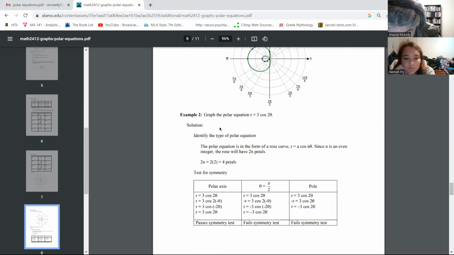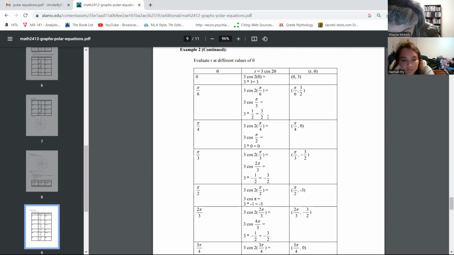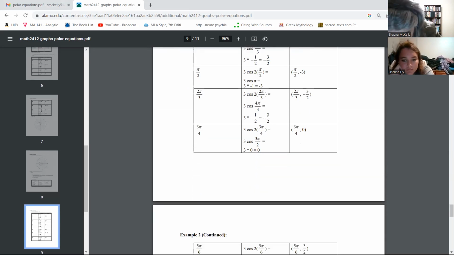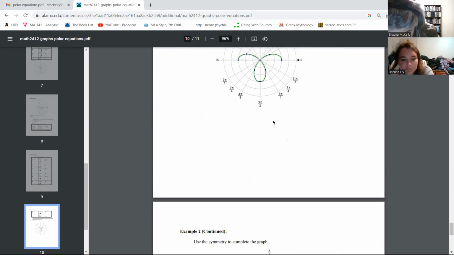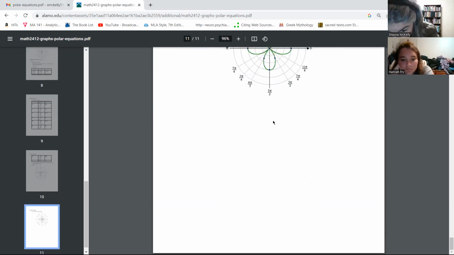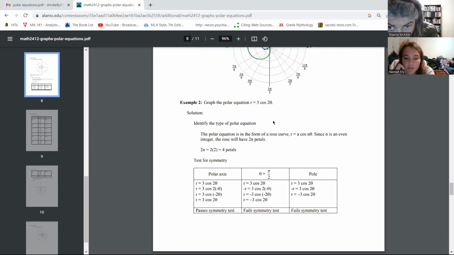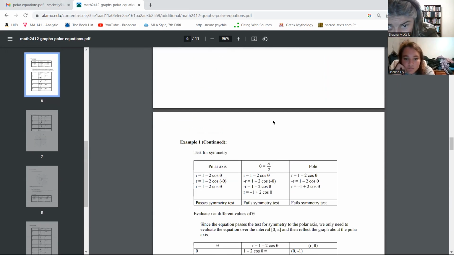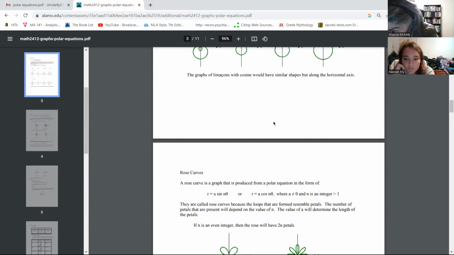This curve is a rose curve. And it's got an even number, so it's got 4 petals. This is a 4-petal rose. Again, it shows you the examples, and we get our curve, and there it is. Now they use symmetry to graph it. Now the limaçon can have the inner loop, it can have the bump.